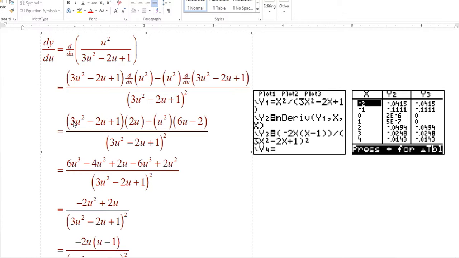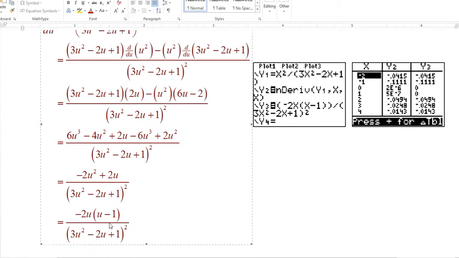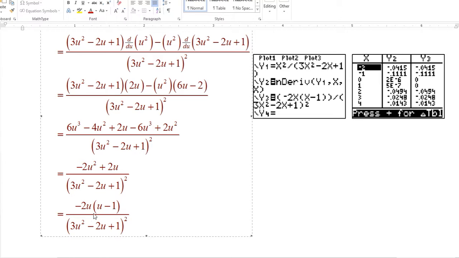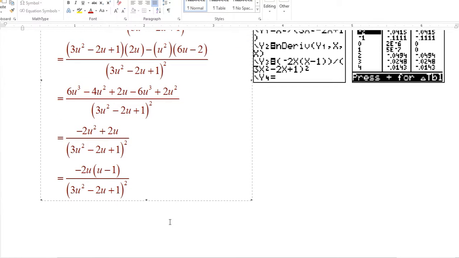Distribute the 2u, I get 6u cubed minus 4u squared plus 2u. Distribute the minus u squared, I get minus 6u cubed plus 2u squared. Combine like terms, the u cubes go away. Negative 4u squared plus 2u squared is negative 2u squared. And then I got a 2u. I'm going to factor a negative 2u out of the numerator, leaving me a u minus 1. The denominator doesn't factor, so we'll leave it like that.